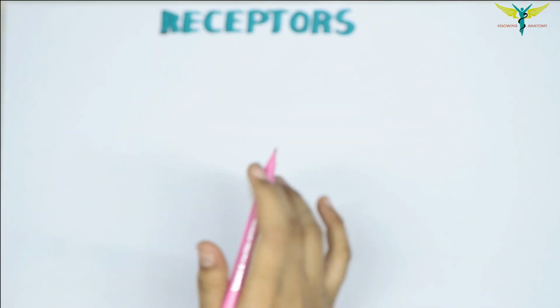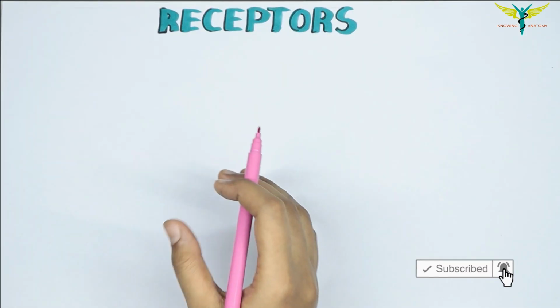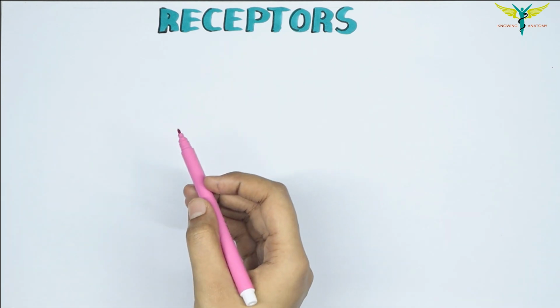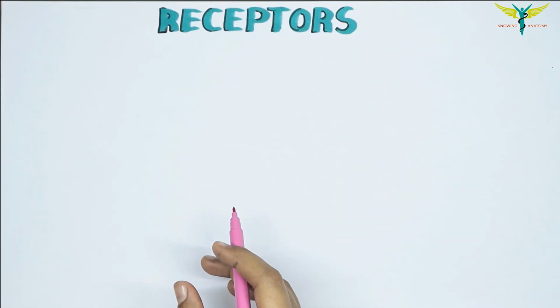In this video, let's learn about the receptors, their classification and the properties. The receptors are the sensory or the efferent nerve endings that terminate in the periphery as bare unmyelinated nerve endings or in the form of specialized capsulated structures.